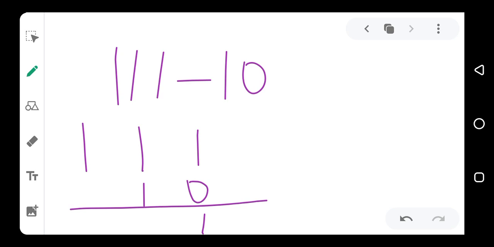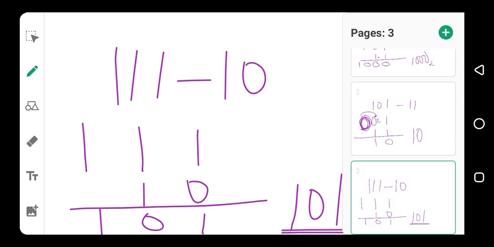1 minus 1 will give us 0. This is 1 here. There's nothing for it to minus, so we just bring it down. So it becomes 1. So we have 1, 0, 1. 1, 0, 1 is the answer here. Now, let's solve another example.